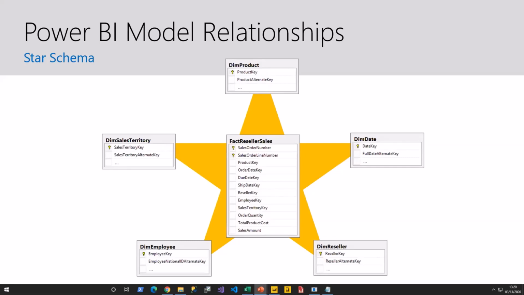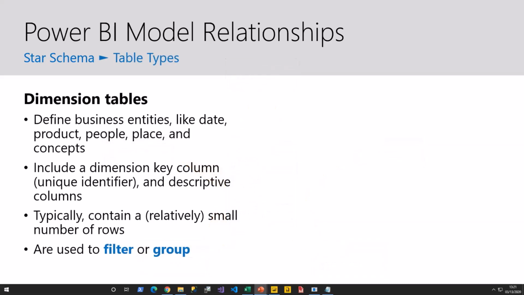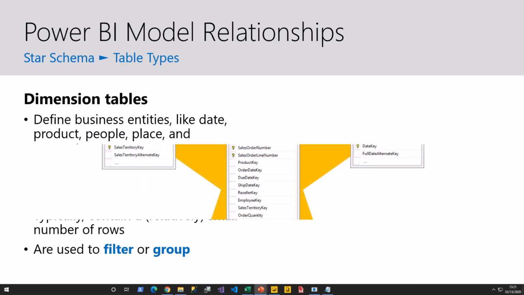So what we ask you to do is that when you're modeling in Power BI, think about the entities that you're modeling, and therefore design tables to reflect those. You see, dimension tables define things like date, product, people, places, and concepts. They're characterized by having a unique column so that we can uniquely identify every row in the dimension table. Typically, they contain a relatively small number of rows. Like, it's unusual that your company would have millions of products, but you might have millions of sales of those products. These dimension tables then, when it comes to reporting, are used to apply filters or grouping on.